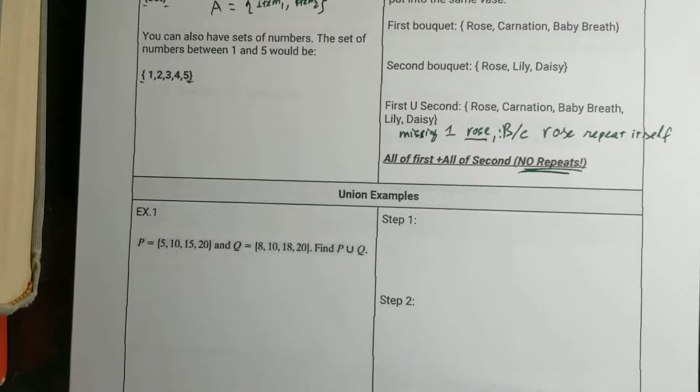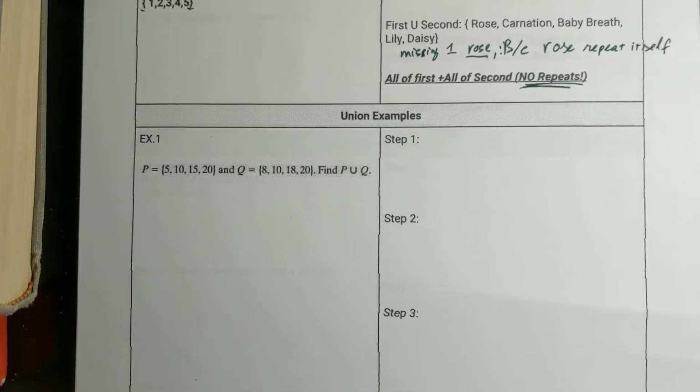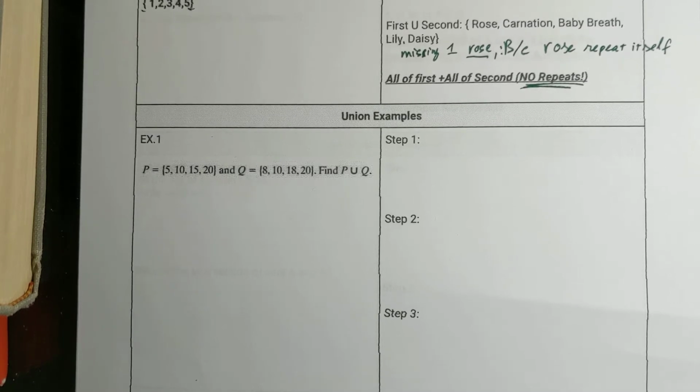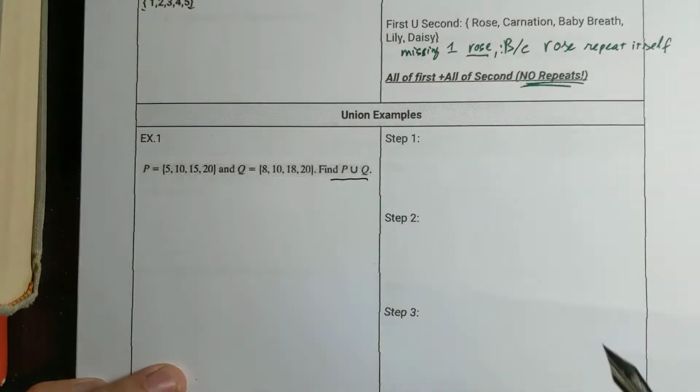So let's go to the first example. Suppose that P is a collection of multiples of 5: 5, 10, 15, 20. And Q is a collection of 8, 10, 18, and 20. Now they ask you to find the union, P union Q. So let me underline this. They ask us to find P union Q.